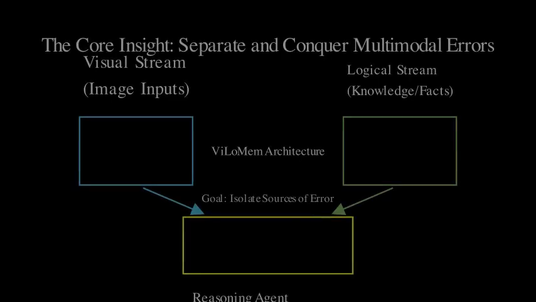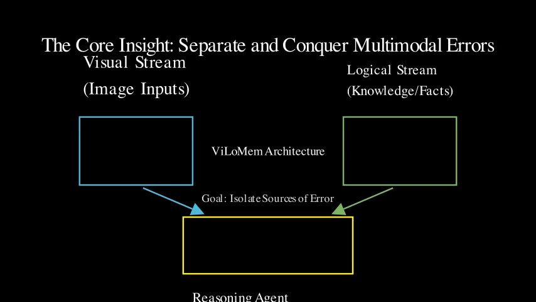The core idea behind ViLoMem is to explicitly separate and manage visual and logical knowledge within a dual-stream memory architecture. We hypothesize that by isolating the sources of error, we can develop targeted retrieval and refinement strategies to improve the agent's overall reasoning performance. It's about acknowledging that visual and logical processing are distinct cognitive processes and should be handled accordingly within the agent's memory system.